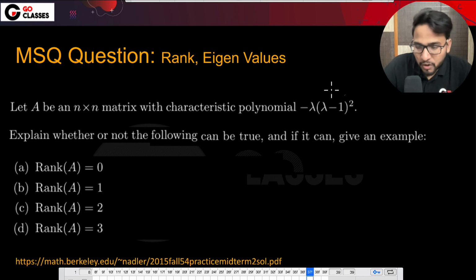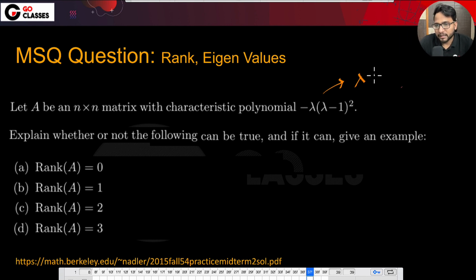And now from this polynomial, you can definitely say that lambda equal to 0 and lambda equal to 1, 1. I'm writing 1 two times because this is repeating two times. So these are the 3 eigenvalues. Although distinctly there are just 2 eigenvalues, in total there are 3 eigenvalues. And what are those? Lambda equal to 0, 1, 1. Why am I writing 1 two times? Because it is repeating two times.